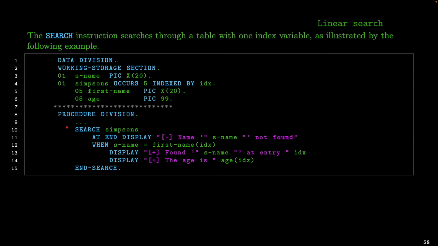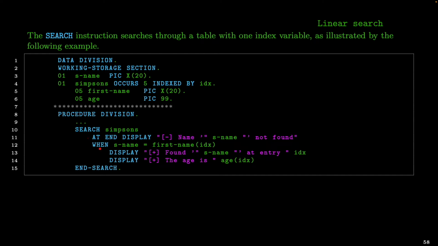And in the procedure division, I assume that in the previous code I somehow picked a name that I assigned to S name that I want to search for. And then I write search table name, Simpsons in this case. At end display is the message I print if I do not find the element. This is an optional item in the search command.